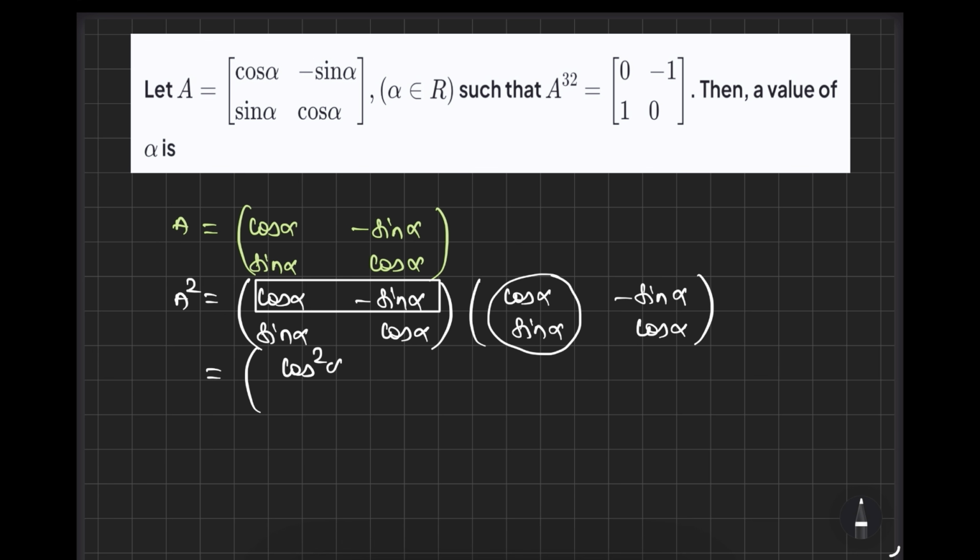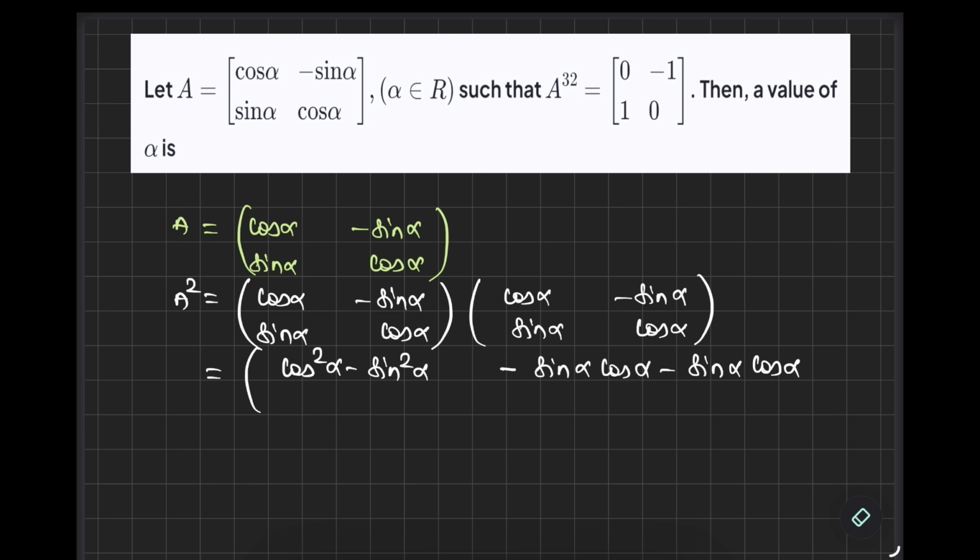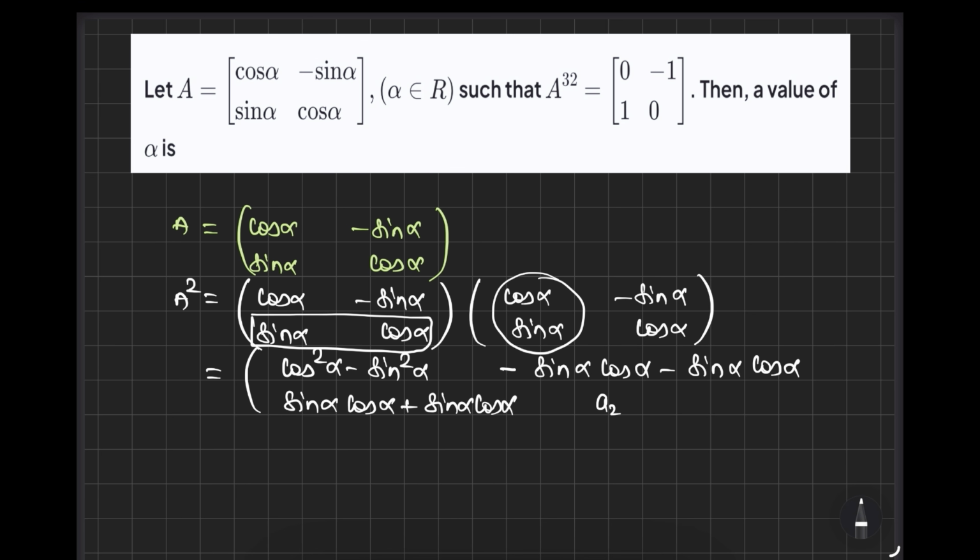So first row will be multiplied with the first column and it is corresponding. So it is cos square alpha minus sin square alpha. To get this element, it is a12, means first row, second column. So it is minus of sin alpha cos alpha minus of sin alpha cos alpha. Great. Now to get this element, it is a21, means second row, first column. So it is sin alpha cos alpha plus sin alpha cos alpha. Now this is a22, means second row with second column. So it is minus of sin square alpha plus cos square alpha.